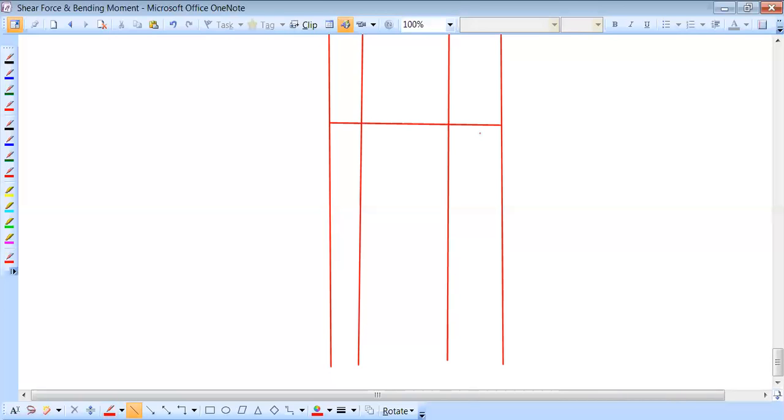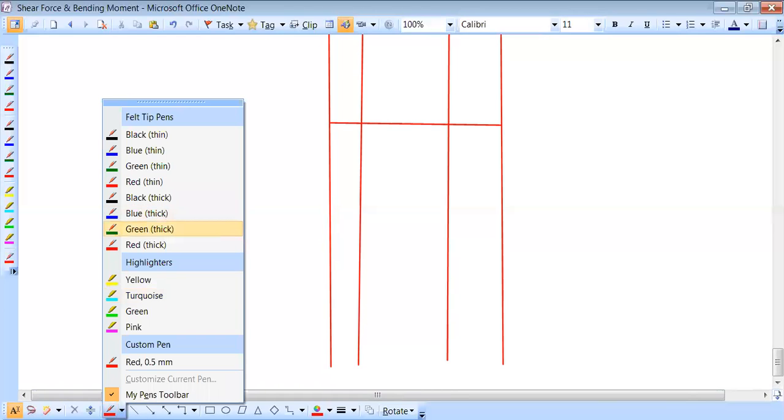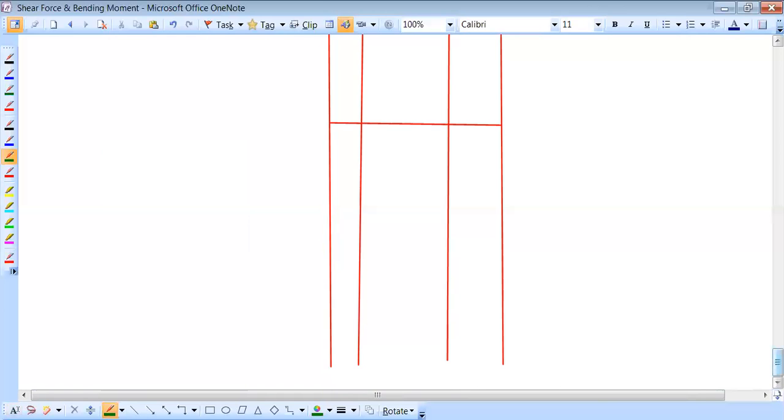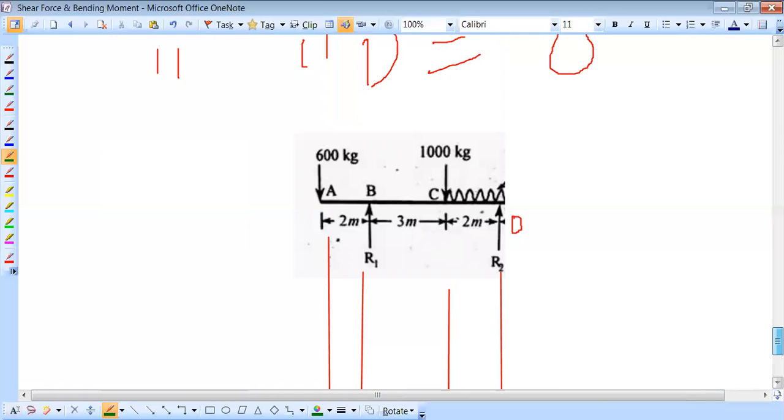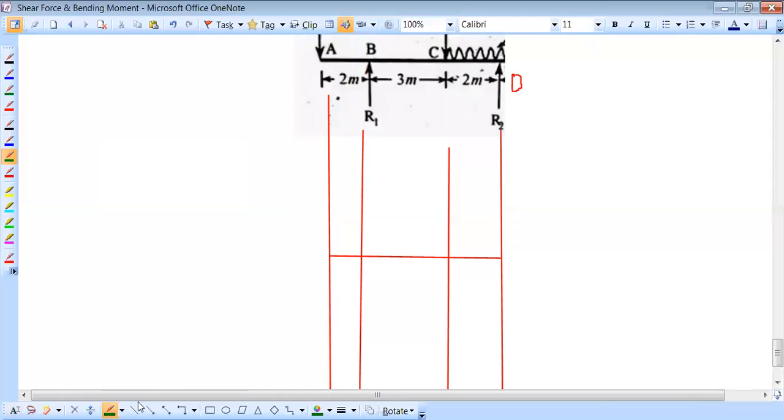Then take a reference line and, first of all, draw the SFD diagram. So how can I draw the SFD diagram? Let's see. The value of SF at point A, we know that is 600. So draw a straight line from this point to this point, as we know that, suppose there is a 600. It is a minus 600. This line. You can take any scale according to your convenience.